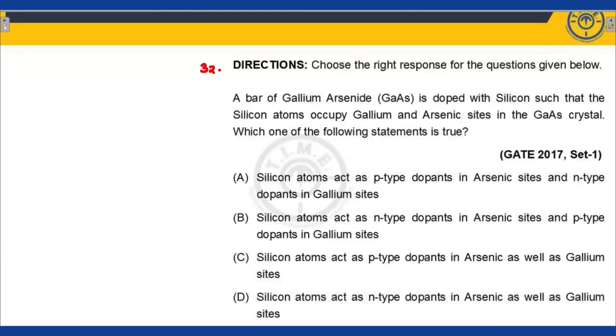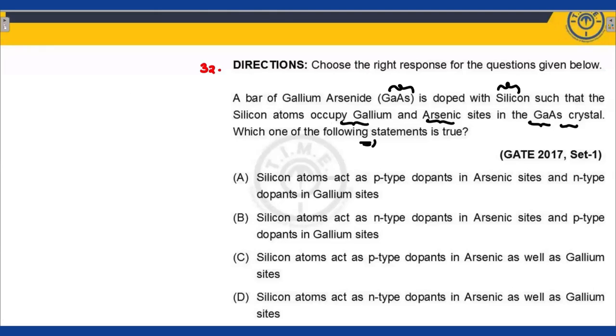This is also very important, my dear friends, how I'm going to do this particular problem. This is a basic question, a general basic question which has been asked in the previous paper. A bar of gallium arsenide is doped with silicon such that silicon atoms occupy gallium and arsenic sites in a GaAs crystal. Which of the following statements is true?